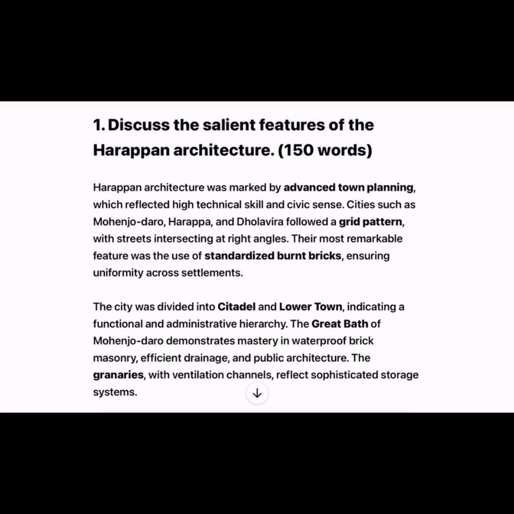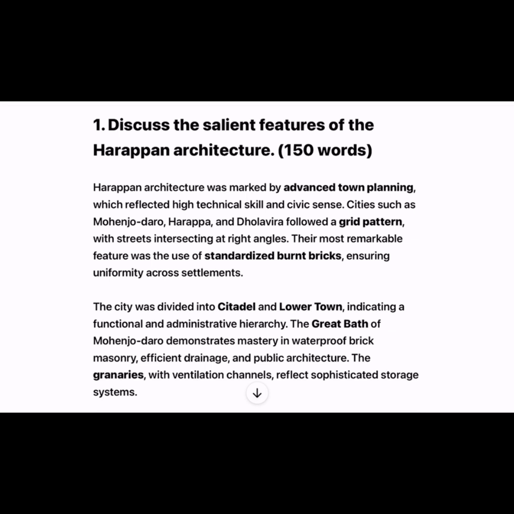First question is discuss the salient features of Harappan architecture. Harappan architecture was marked by advanced town planning, which reflected high technical skill and civic sense. Cities such as Mohenjo-daro, Harappa, Dholavira followed a grid pattern with streets intersecting at right angles. Their most remarkable feature was the use of standardized burnt bricks, ensuring uniformity across settlements.